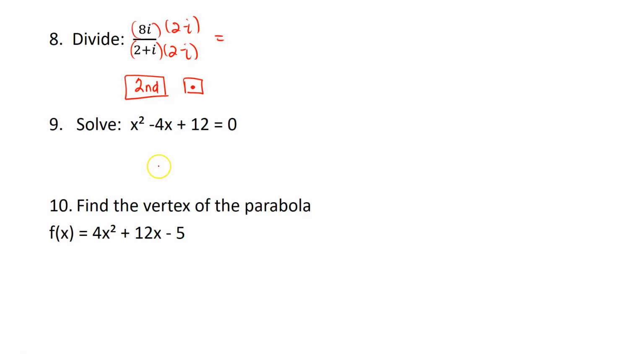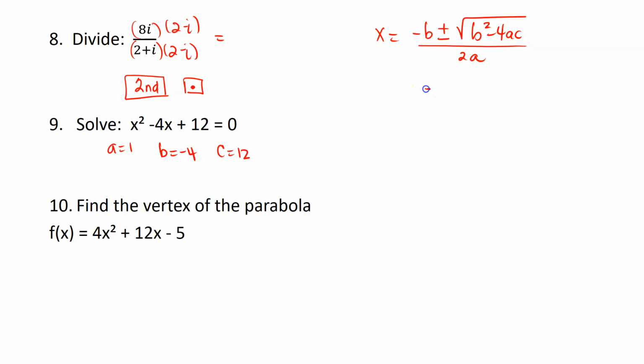Number 9, I wanted to take a few minutes and solve this. Typically you would factor. This does not factor, so I'm going to do the quadratic formula. The quadratic formula is on your formula sheet that you may use when you take your final exam. A is 1, which is the coefficient of x squared. B is negative 4, the coefficient of x, and then C is 12. So I'm going to substitute these values.